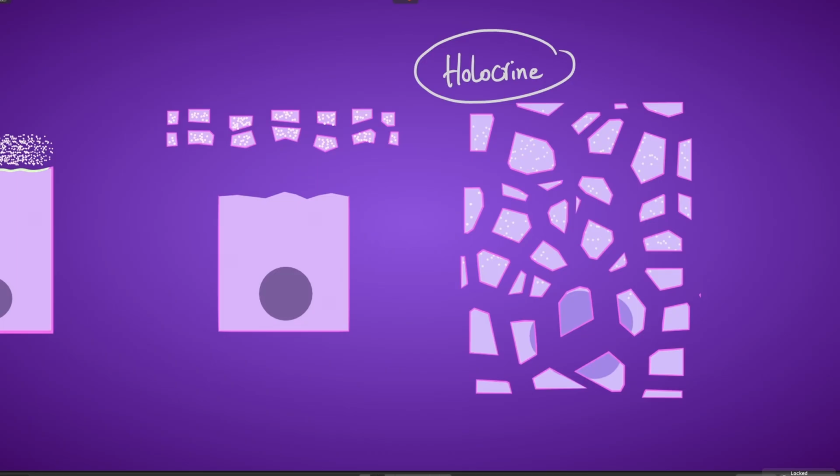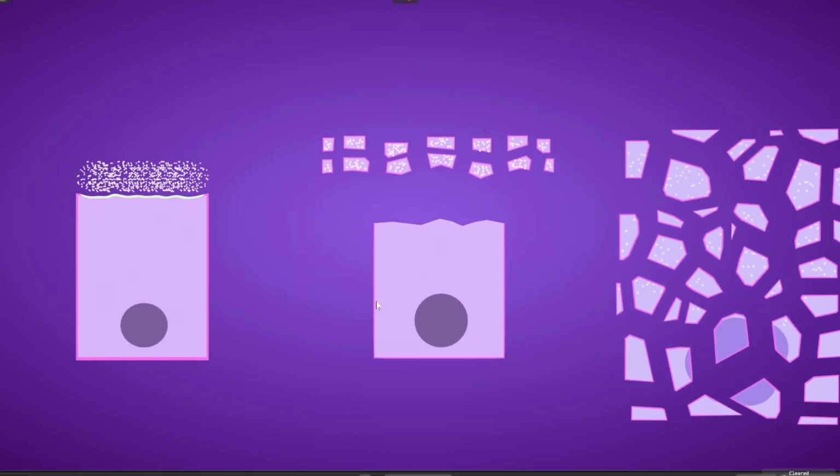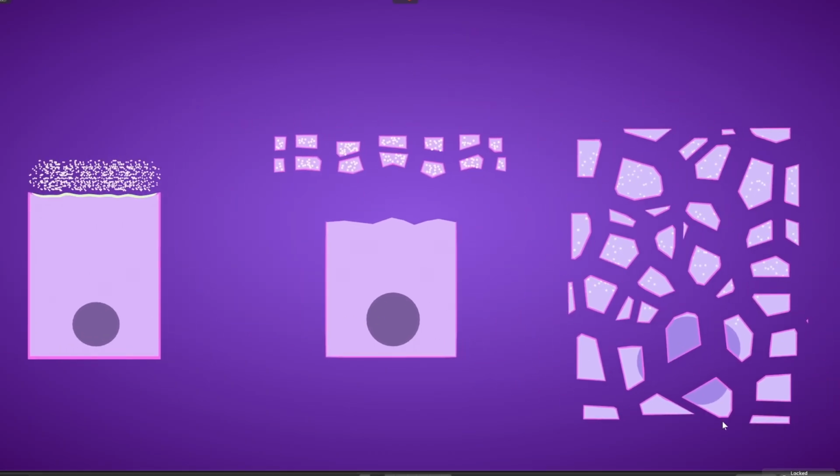So we have holocrine. Let me write it here briefly. This one is the most common mode of secretion, by the way. This is merocrine. This is apocrine, and this is holocrine.